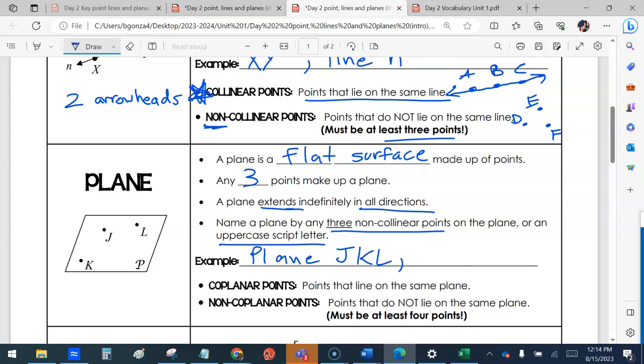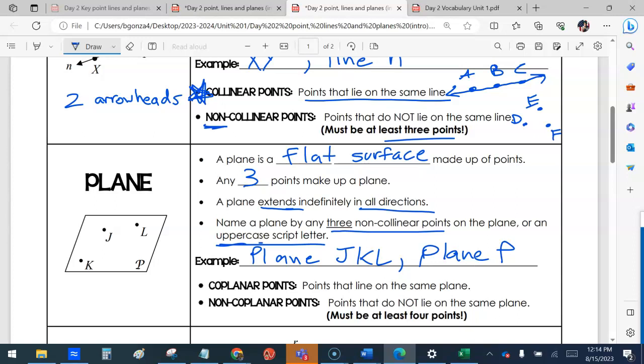Or it says you can use an uppercase script letter. Now look at this plane. Where's an uppercase script letter without a dot? P. You'll see P has no dot, and it's like a weird font. Okay, that's the name of that plane. You can call it plane P. Cool.